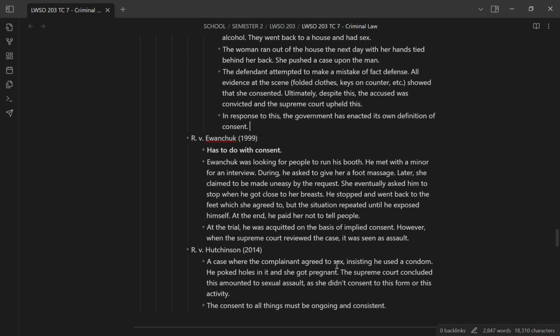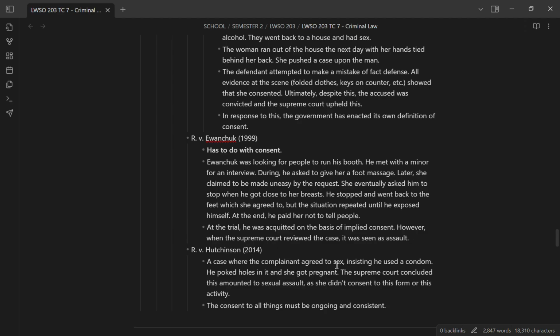Another case, R.V. Ewanchuk. This has to do with consent. Ewanchuk was looking for people to run his little booth, like a food stand or whatever. He met a minor for an interview, and during it, and this is creepy, he asked to give her a foot massage. Later, she claimed to be made uneasy by the request. She eventually asked him to stop when his foot massage ended up getting close to her breasts. He stopped and he went back to the feet, which at the time she agreed to. But the situation repeated until he eventually exposed himself. And at the end of it all, he paid her not to tell people.